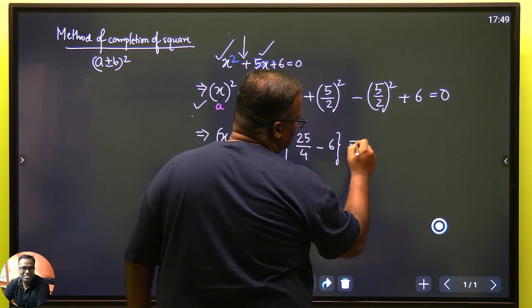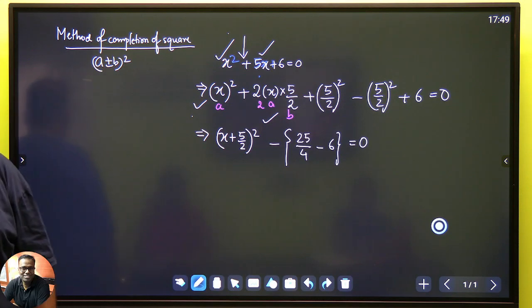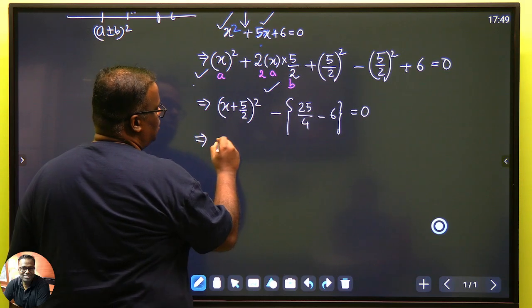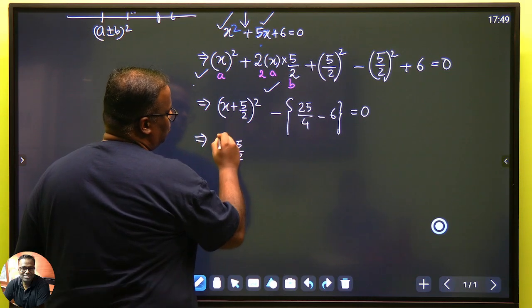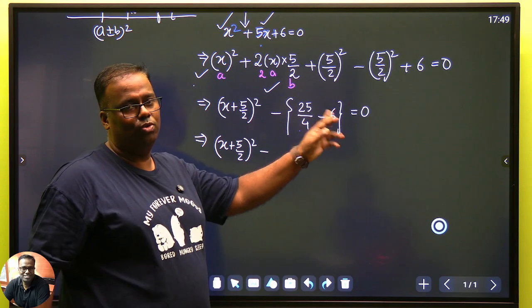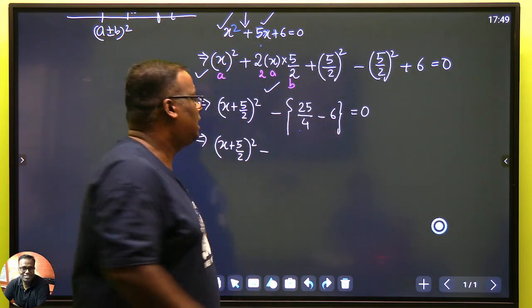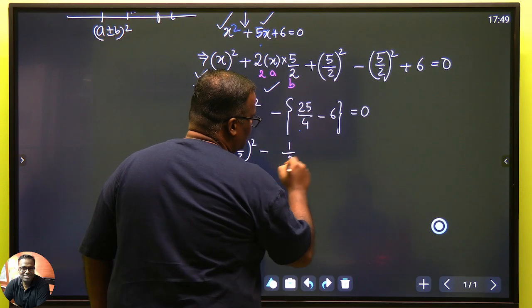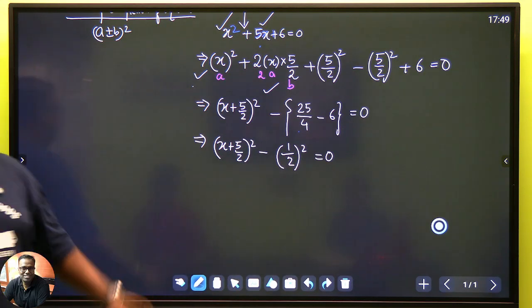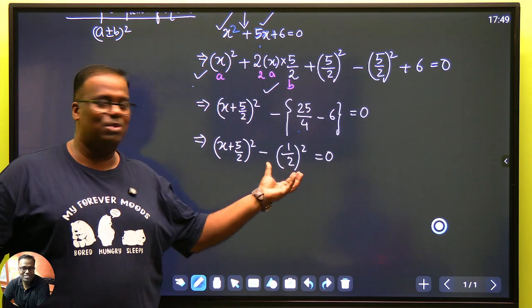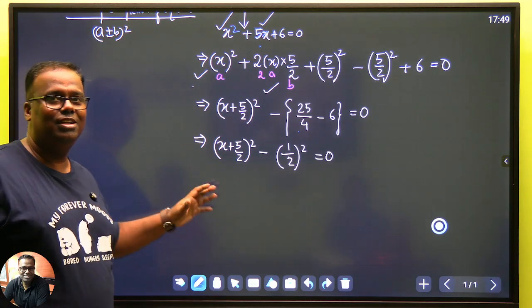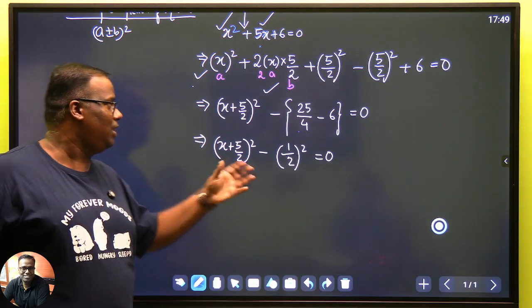Am I allowed to do this? Okay, let's see further. Now this becomes x plus 5 by 2 whole square minus, let's solve this. How much is it? 6 fours are 24, 25 minus 24 is 1 by 4. Can I write this 1 by 4 as 1 by 2 whole square? Do you understand the trick that is happening? It has come in the format of a square minus b square. Are you getting it? The beauty of this problem now, it is coming as a square. So, let's make it smaller.